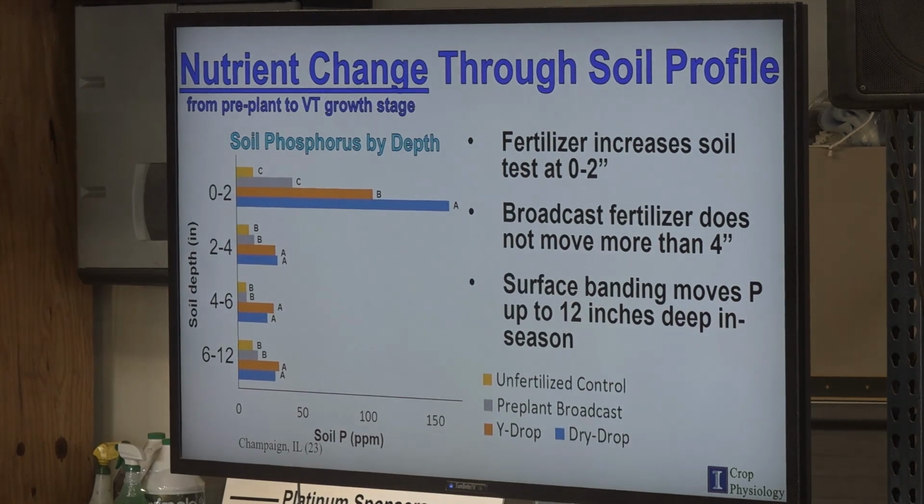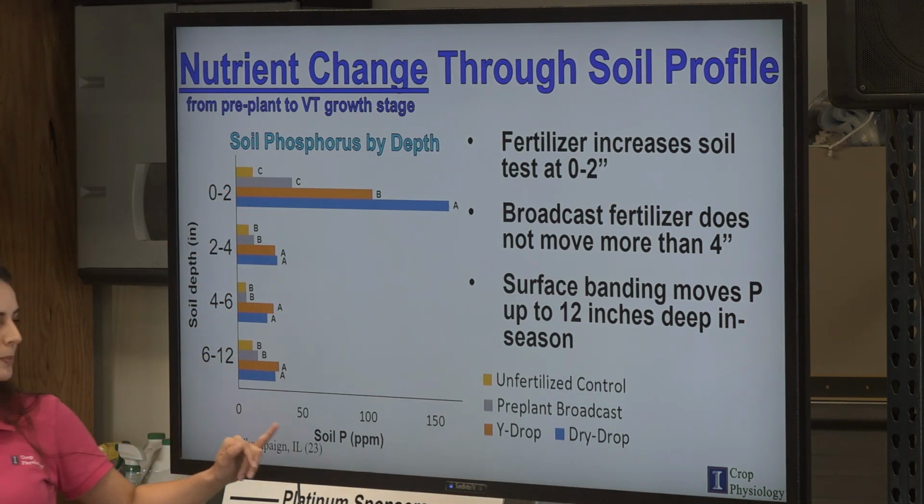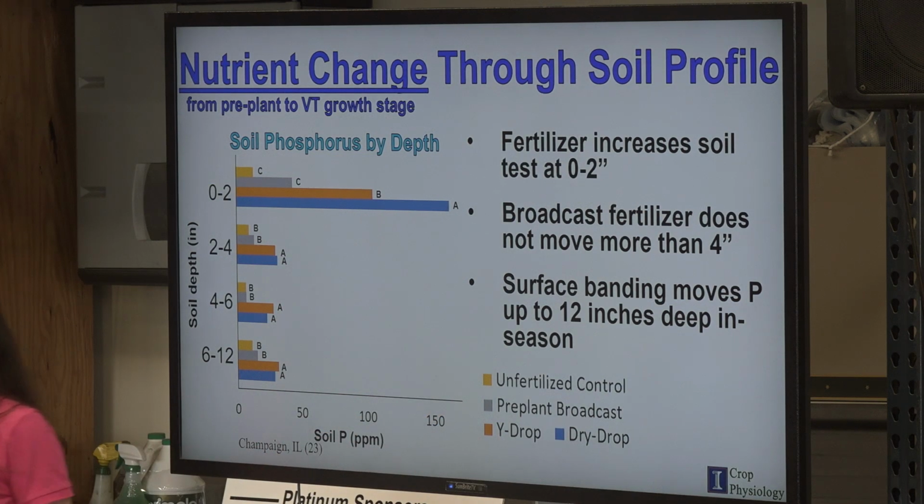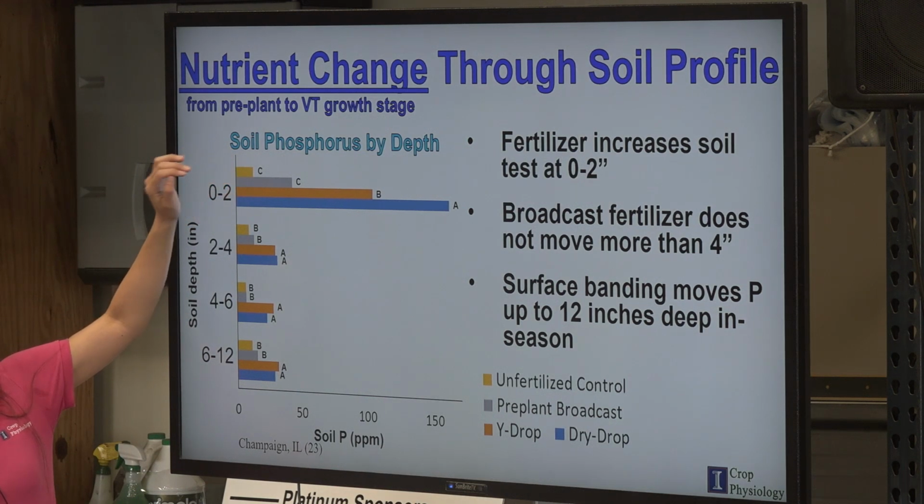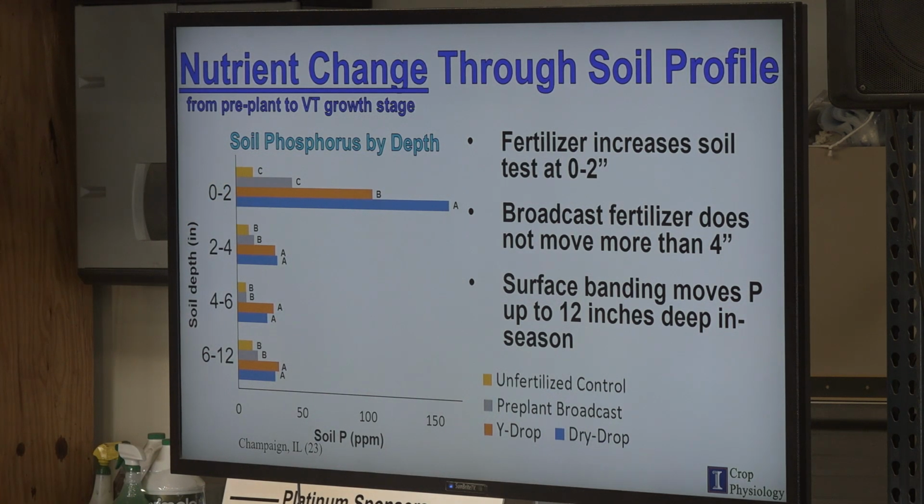So then we subtract our pre-plant minus our VT soil sample. And because of that, we have this result of soil nutrients in ppm, that is the nutrient change from VT to pre-plant. And what we can see here, for example, we have our unfertilized control. That means it's a plot that we didn't apply any kind of fertilization. And we can see here that the amount of nutrients through the soil profile is pretty much the same. It doesn't change much.